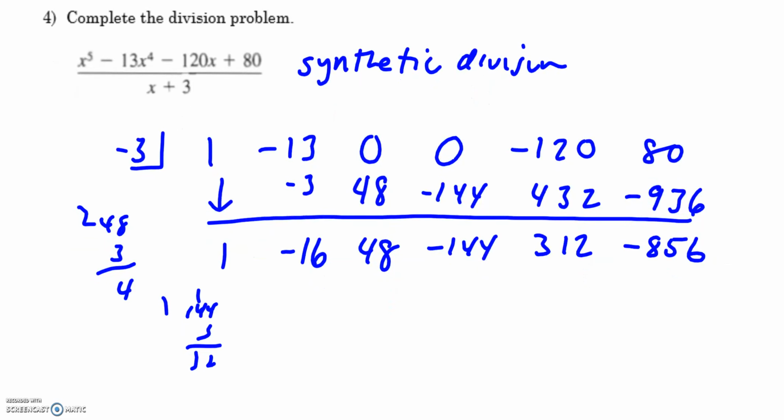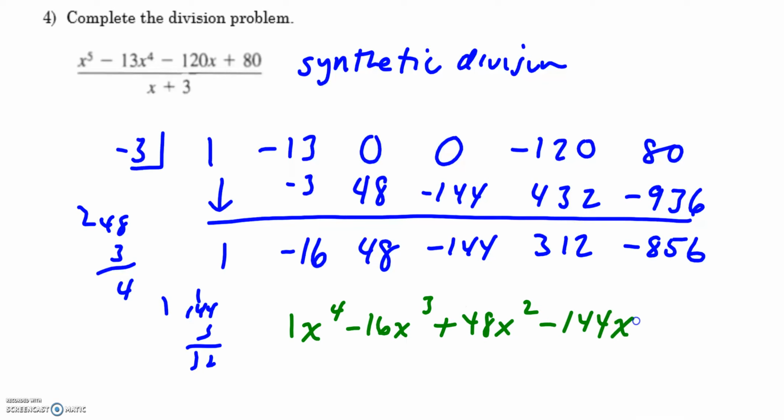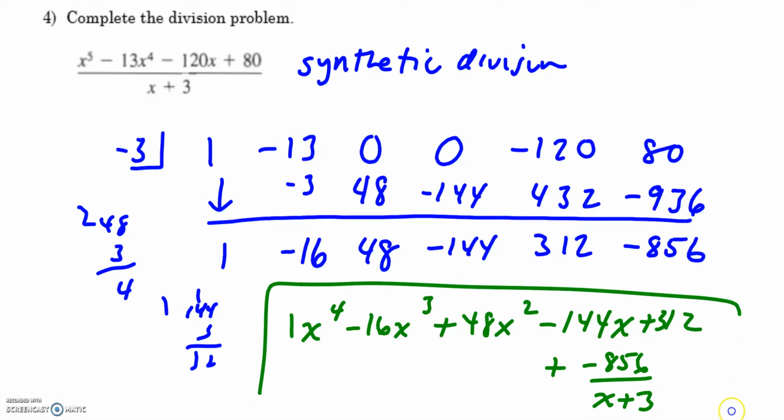So if I divide x plus 3 into this x to the 5th polynomial, my answer would be 1x to the 4th minus 16x to the 3rd plus 48x squared minus 144x plus 312 plus the remainder of negative 856 over the divisor of x plus 3. What a wonderful answer. If you are not sure on the test if this is correct, remember that you can always check your answer with long division. I know it's a little tedious, but it is an option. Or you could even take the remainder of negative 856 and plug it in to see if that works as well.